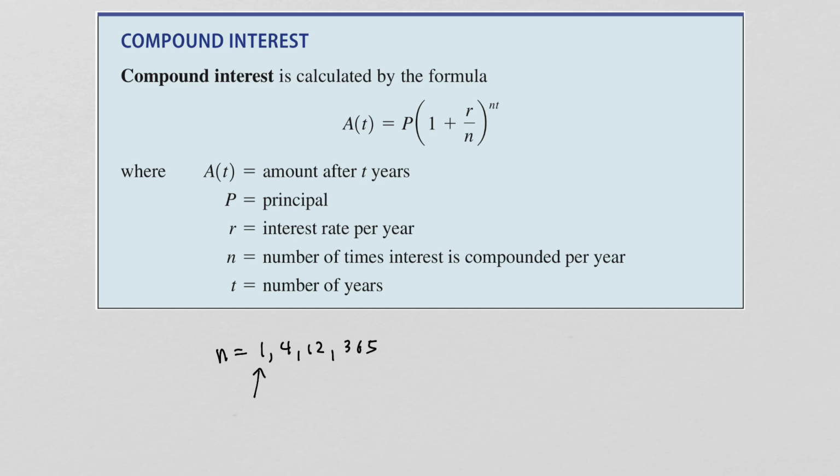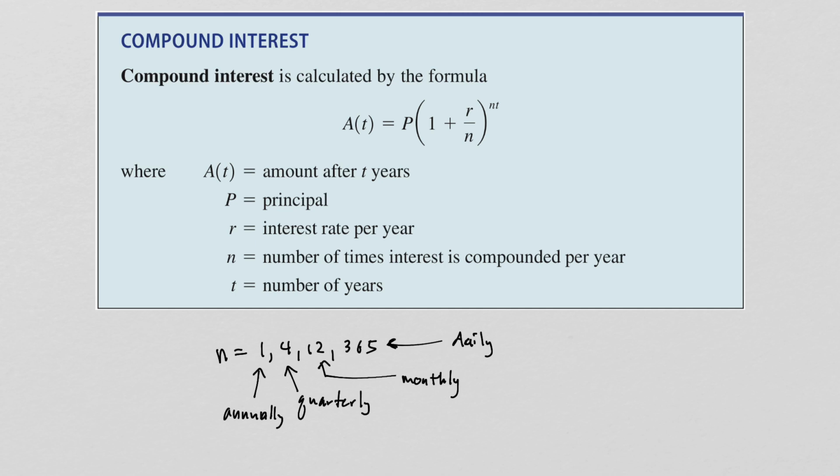So if N equals 1, that means your interest is compounded annually. If N equals 4, it's compounded 4 times per year, which is often called quarterly. If N equals 12, of course, that corresponds to the interest being compounded monthly, and 365 times per year would mean that the interest is being compounded daily. So these are the most common values for N, but technically N could be any number.